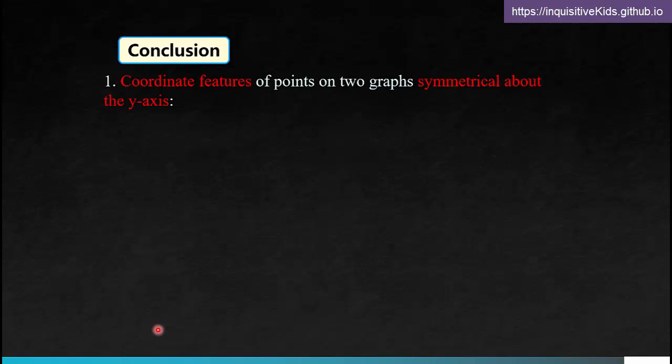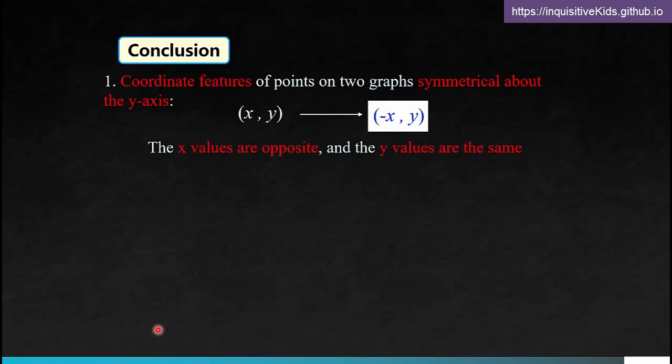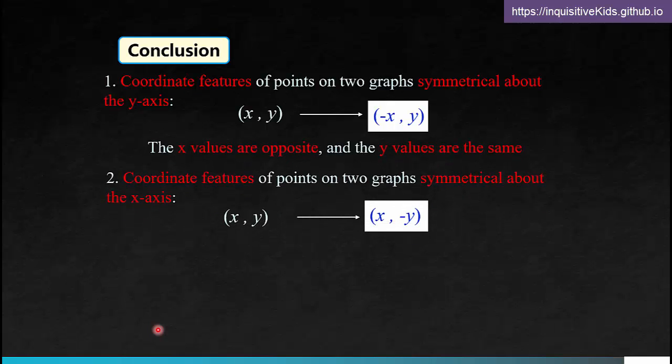Here's our conclusion. Coordinate features of points on two graphs symmetrical about the y-axis. So (x, y) becomes (-x, y). So the y-coordinate remains unchanged, while the x-coordinate is opposite. The x values are opposite and the y values are the same.